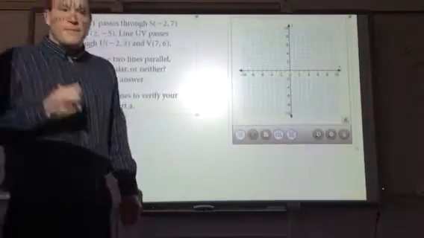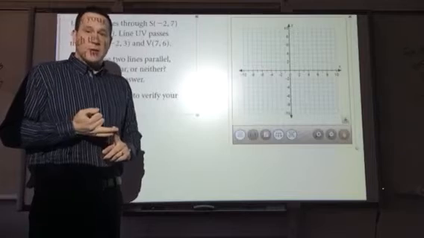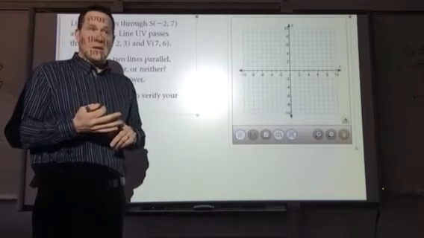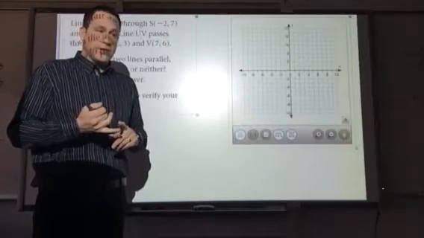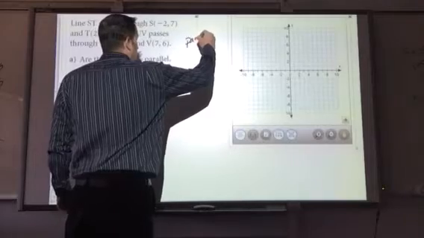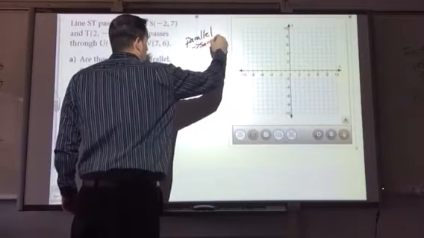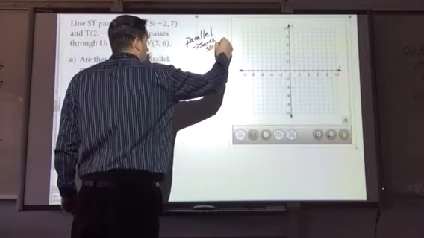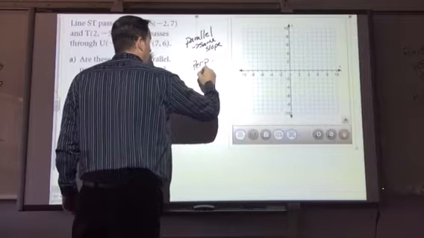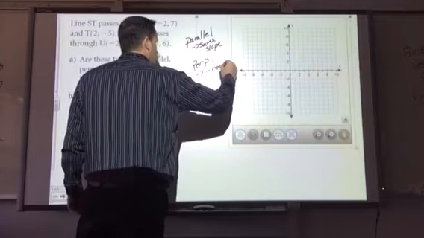And here we go again. We've talked about parallel lines, we've talked about perpendicular lines. Now what we need to do is take two line segments and decide whether they're parallel or perpendicular. Parallel, they have the same slope. Perpendicular, they are negative reciprocal.